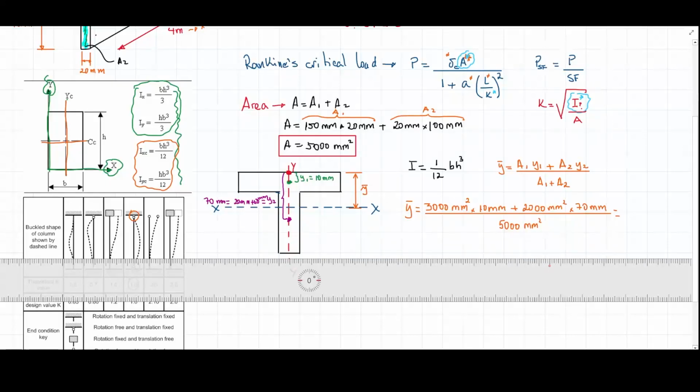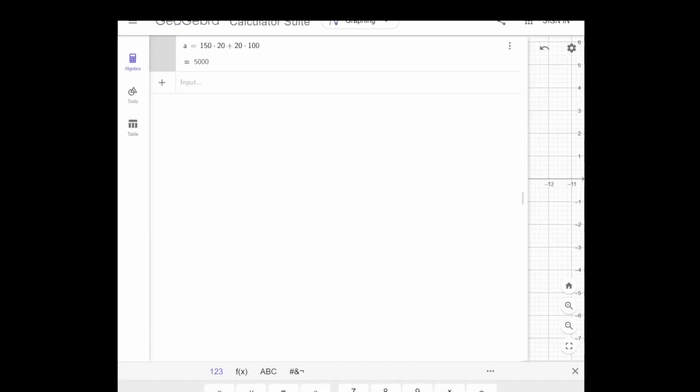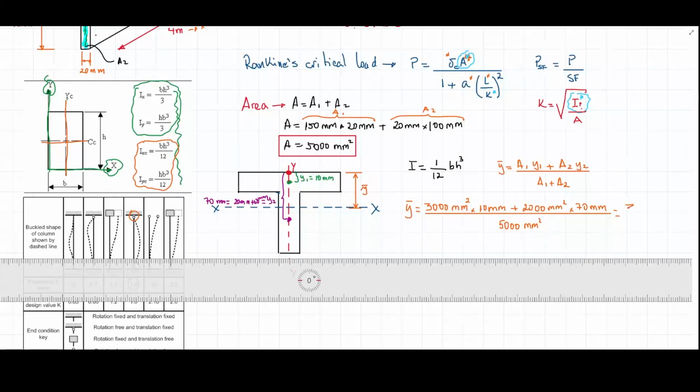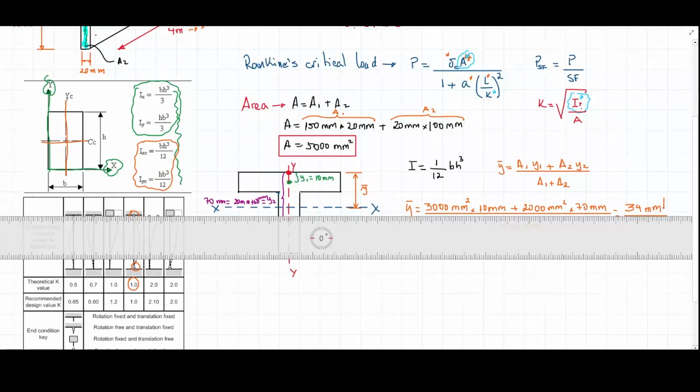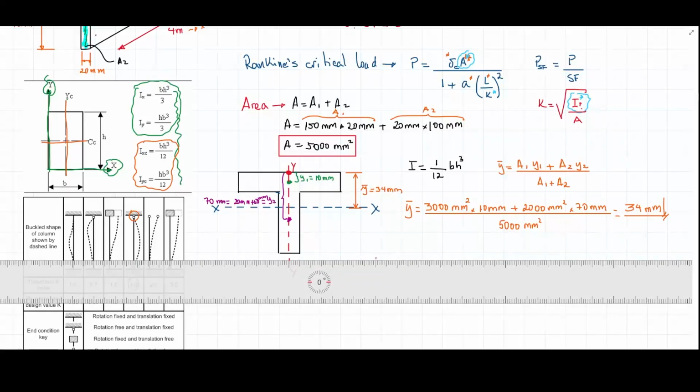How much is that going to be? Let's see. Let's bring this one here. So I'm going to have on the upper part 3,000 times 10 plus 2,000 times 70, and that's going to be divided by 5,000. And the answer for that is 34. Let me write it back. It's going to be 34 millimeters. So this distance is 34. Perfect.